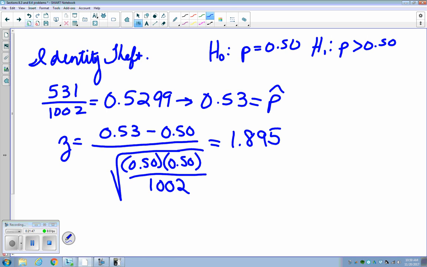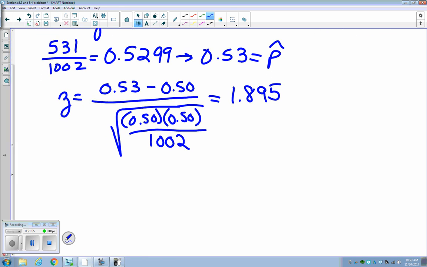1.895. If I'm going to round my Z to 2 decimal points, that's going to round to 1 point what? 1.90, right? 1.90. Okay.